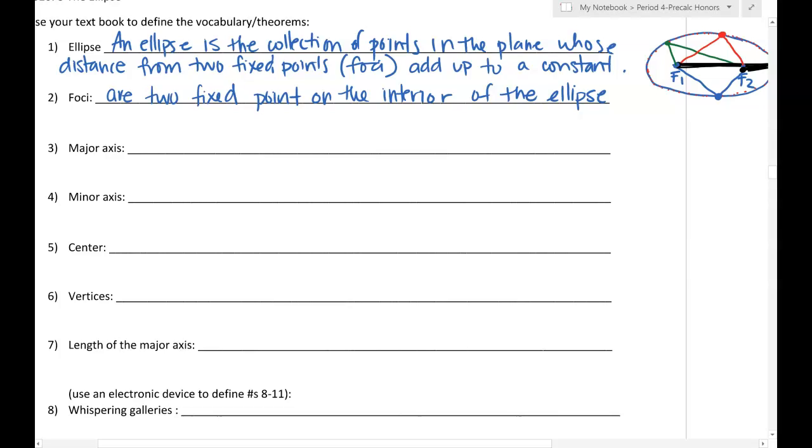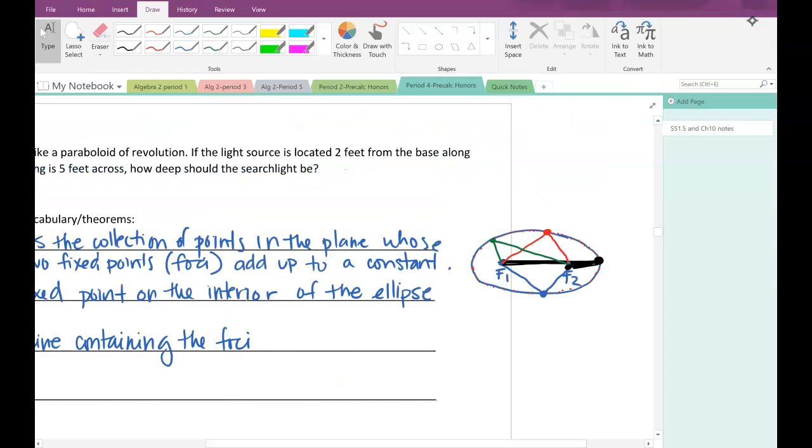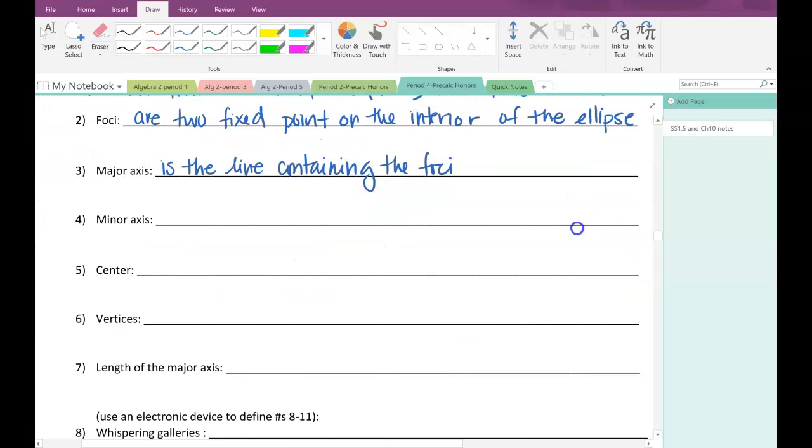All right. Major axis. Let's move on to that. It is the line containing the foci. So that's why earlier I said focus 1 and focus 2, the two foci, should be on the same line. So this is now called the major axis, okay? All of that right there. Focus 1, focus 2, so two foci, same major axis, all right?